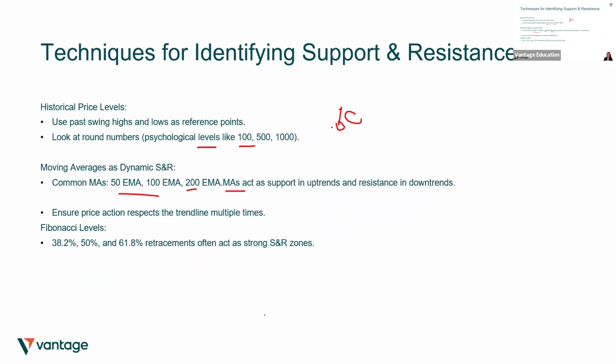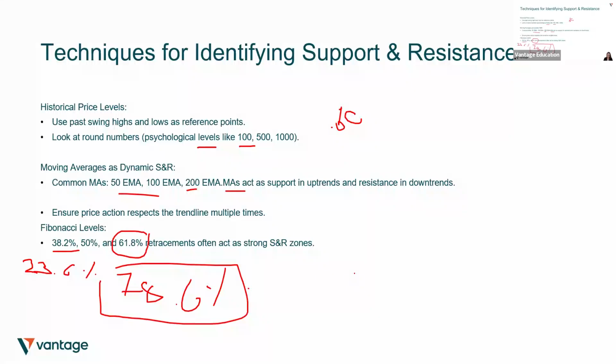Fibonacci levels, of course, we have 38.2, 50%, 61.8, 78.6. That's going to be the last retracement. And 23.6% to 30.2, that is a small pullback. And 61.8 is our golden level, and the last pullback is going to be 78.6%.